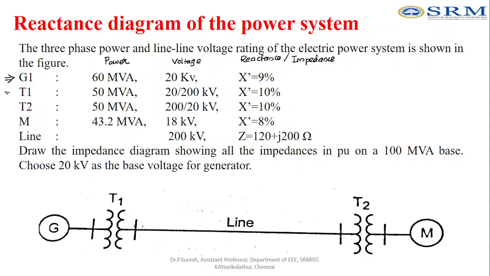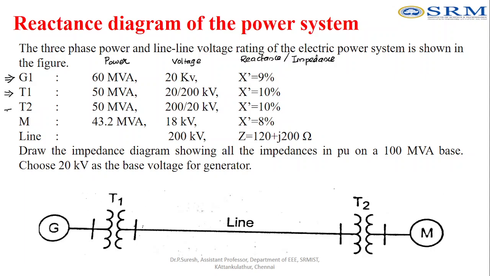And similarly for transformer 1, the power is given as 50 MVA, and then the voltage is given as 20 bar 200 kV. So 20 bar 200 kV is nothing but 20 is the low voltage side, 200 is the high voltage side. So this is a step up transformer. As you studied earlier, for any power system, the transformer which is connected next to the generator is a power transformer or step up transformer. So here transformer 1 is a step up transformer, so that the 20 kilovolt is stepped up to 200 kV. And also for the transformer, the reactance value is given as 10%.